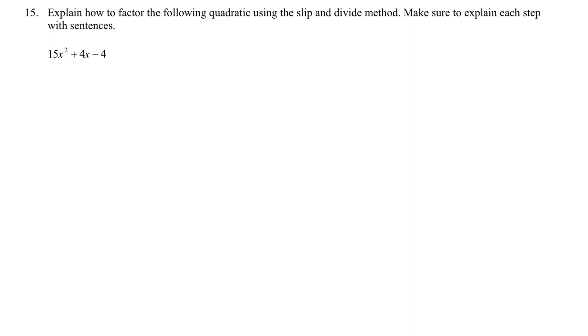Explain how to factor the following quadratics using the slip and divide method. Make sure to explain each step with sentences. So the first step is to multiply 15 times negative 4. So you have x squared plus 4x minus 60. So you're going to rewrite it with the product, you have negative 60.